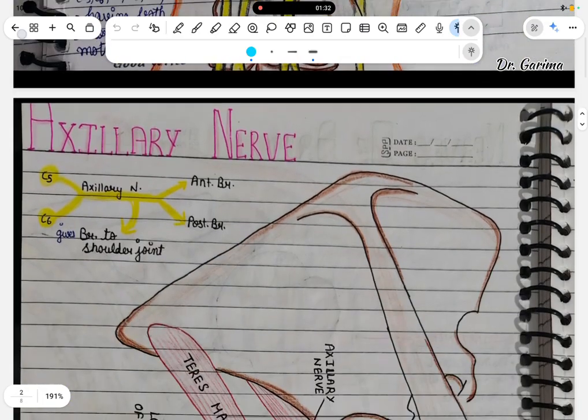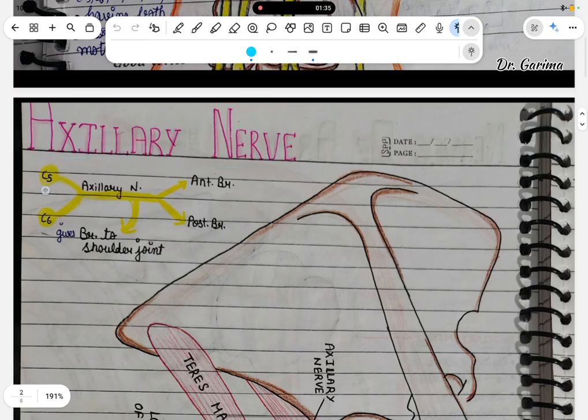Let's start with the axillary nerve. As we know, it arises from C5 and C6. The axillary nerve has two branches, the anterior branch and the posterior branch, and it also gives a branch to the shoulder joint.